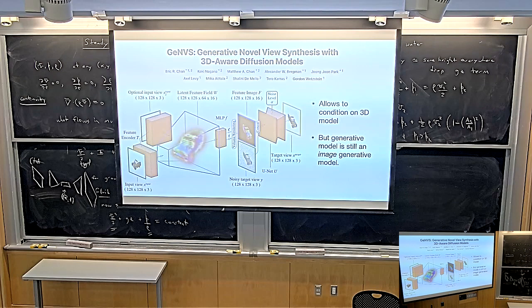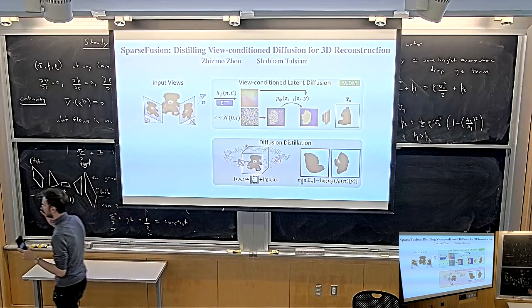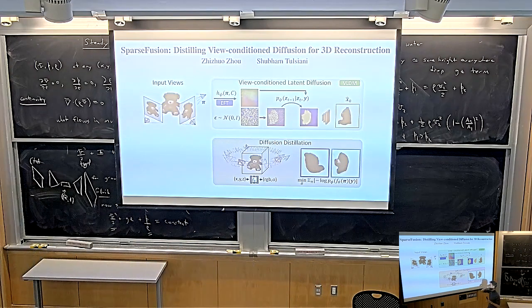When you render novel views, you still have the same property that for all of the parts of the object that you haven't seen before, every time you sample, it will give you a different sample, right? Does that make sense? Okay, there's also another paper, just for the record, called SparseFusion, which basically does the same thing, but it's concurrent work from Carnegie Mellon University.